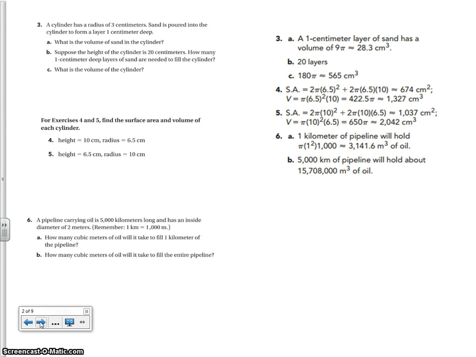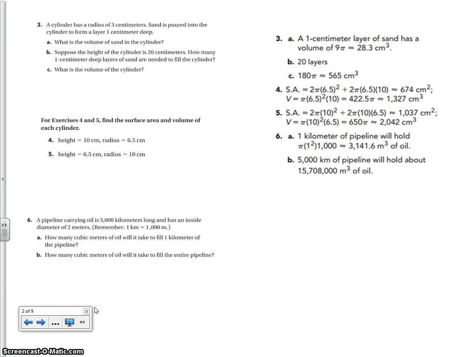Number 3, these are approximations because we use 3.14 for pi and they are using the pi button. So 3a should be around 28.3 centimeters cubed. 3b should be 20 layers, and 3c should be 565 centimeters cubed, approximately. Number 4, the surface area would be 674 centimeters squared, and the volume is 1,327 centimeters cubed.